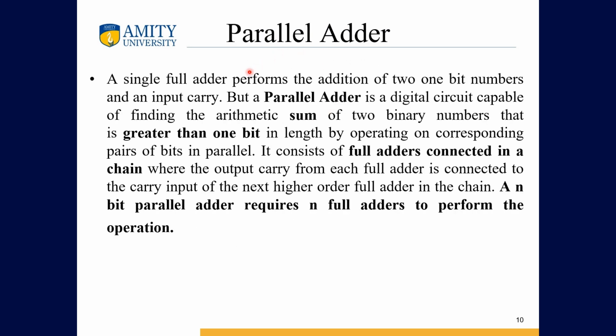Now what is a parallel adder? A single full adder performs the addition of two 1-bit numbers. So we have two 1-bit numbers and an input carry. The difference of a parallel adder is that it is a circuit capable of finding the arithmetic sum of two binary numbers that are greater than 1 bit. So it can carry the sum of n-bit numbers. A parallel adder is made by full adders connected in a chain, where the output from each adder is connected to the input of the next adder.